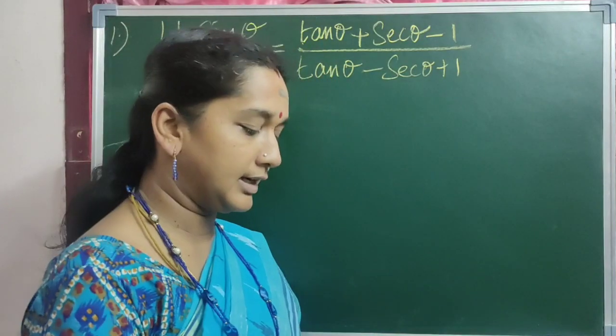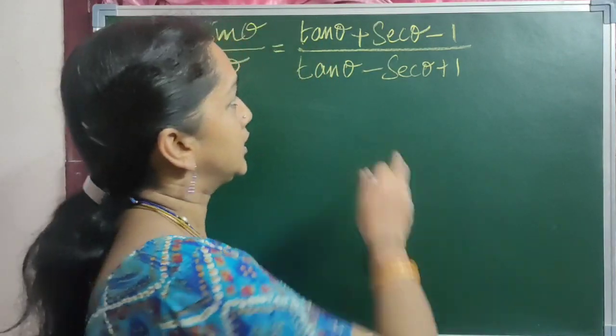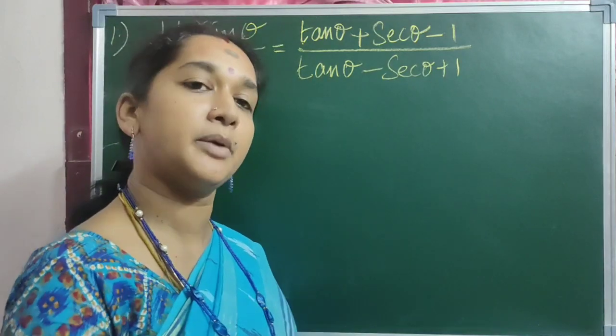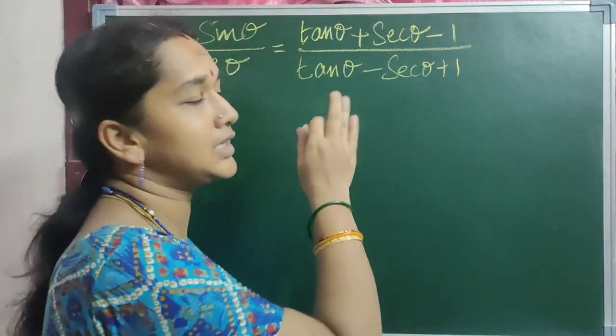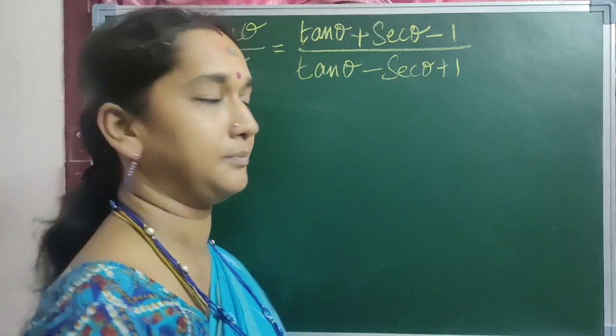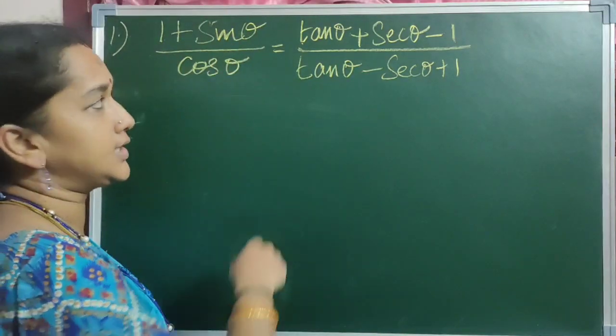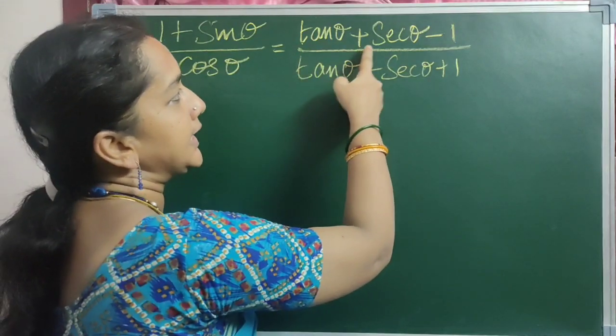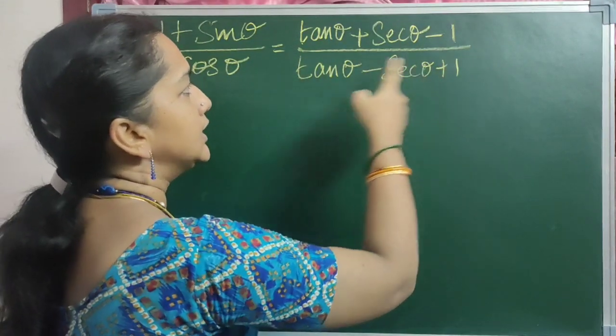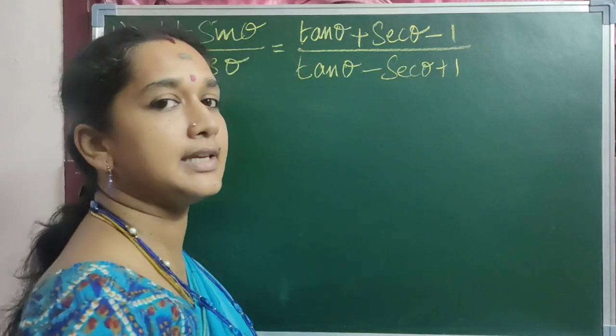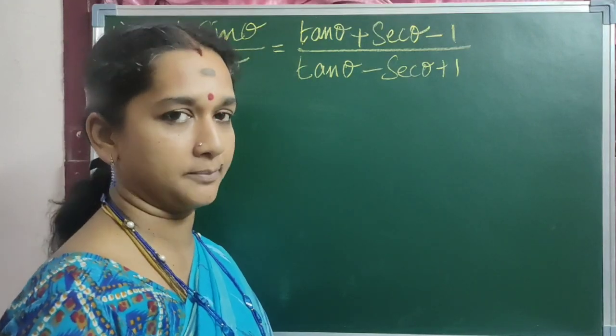In all the varieties, I am doing one sum. So like this, many varieties of sums, and I am not repeating any sums. All the sums are of different variety. So in this one, (1 plus sin theta) by cos theta is equal to (tan theta plus secant theta minus 1) by (tan theta minus secant theta plus 1).